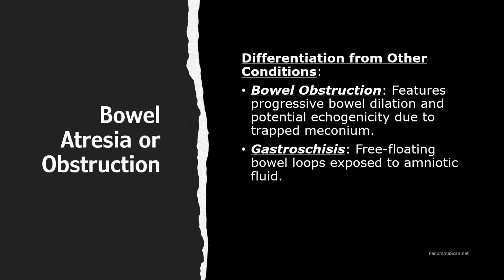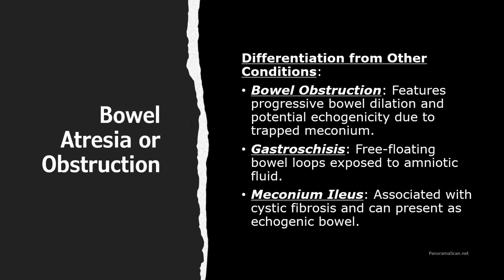Another important differential is meconium ileus, which is linked to cystic fibrosis. This condition presents with echogenic bowel, where thick meconium obstructs the intestines, leading to characteristic ultrasound findings. By carefully assessing bowel dilatation, echogenicity, and fluid patterns, we can differentiate these conditions and guide further evaluation and management.